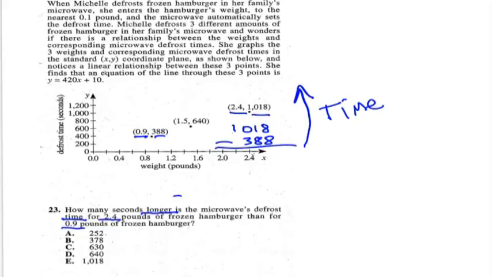It says it takes how many seconds longer? Okay, so this is going to give me a 0, and then I'm going to take an 8 from 11. It's going to give me a 3, and that's going to make this 9, and 9 minus 3 is going to give me 630, which would make C the answer to number 23.